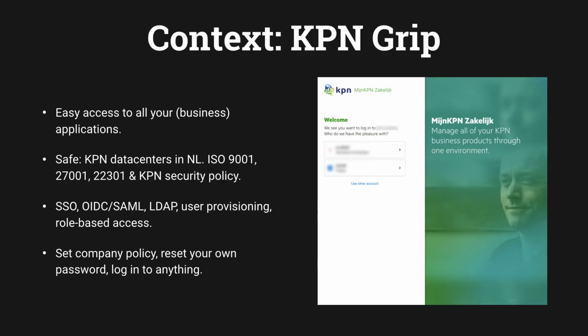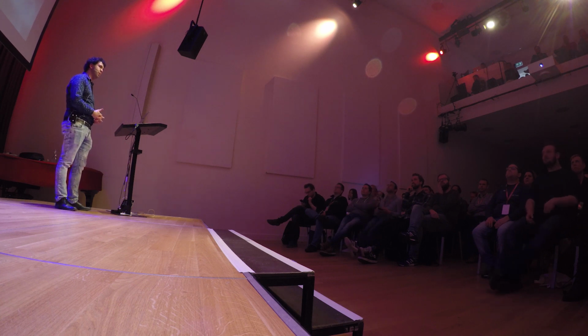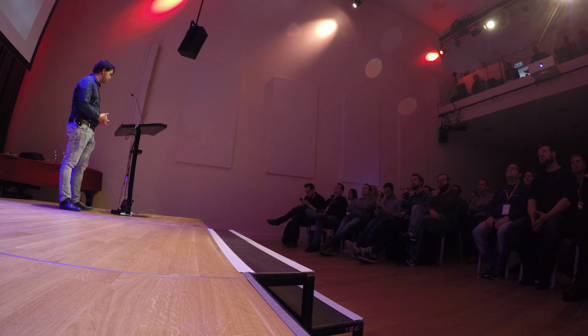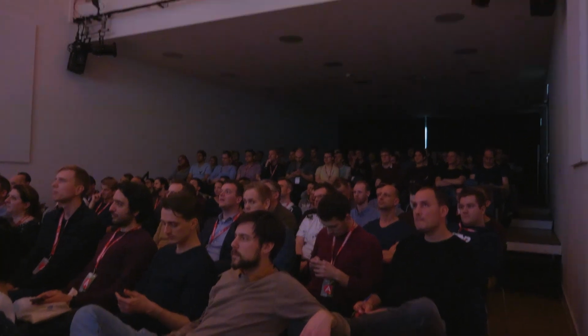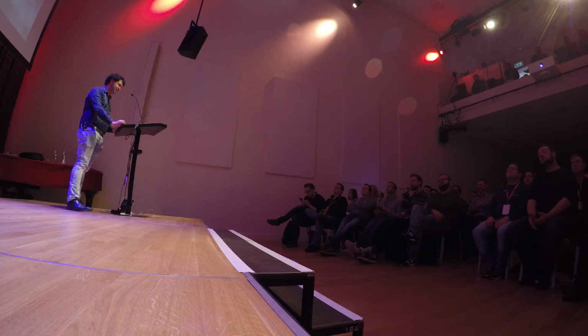Another small piece of context, I won't keep you too long. KPN Grip. So what is this? Well, it's an identity management platform which allows you access to all your business applications. Or, well, single sign-on. I guess you could use it for other stuff as well, but it's mostly used for the business market. Over 20,000 companies in the Netherlands are using Grip in some way or another. And it's very focused on security. We have all of our data centers in the Netherlands, so nothing can go through the US or through the NSA or whatever. KPN is very strict about this stuff.